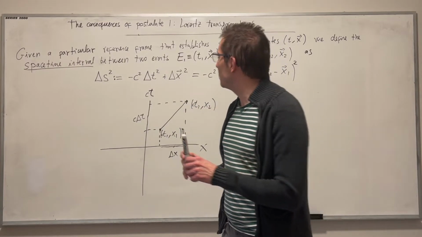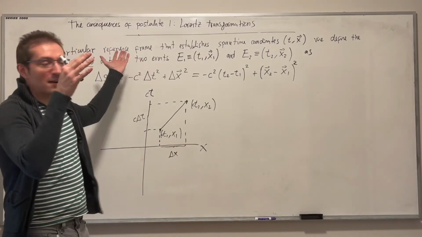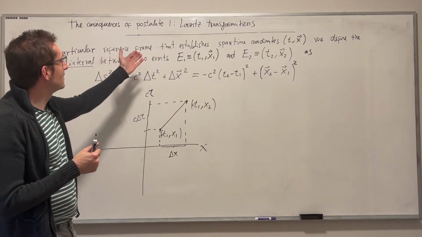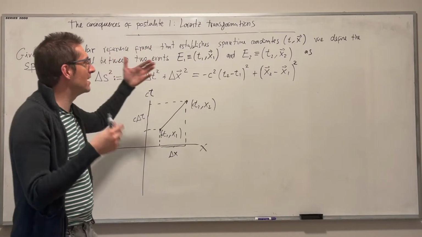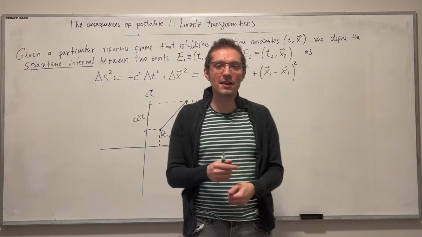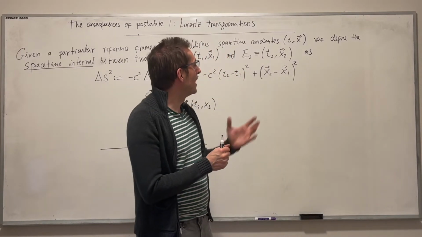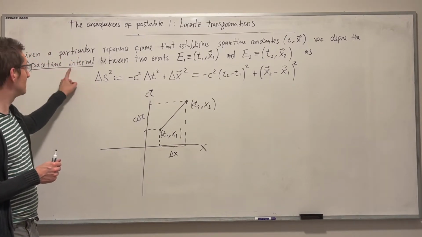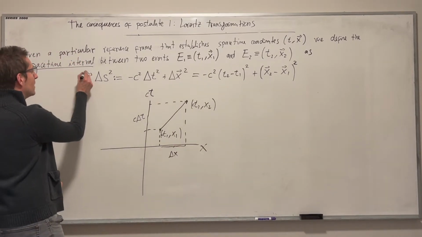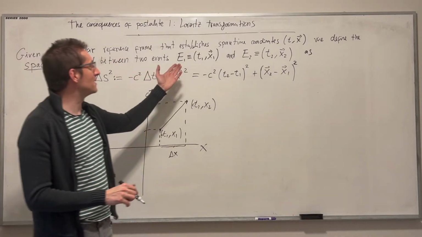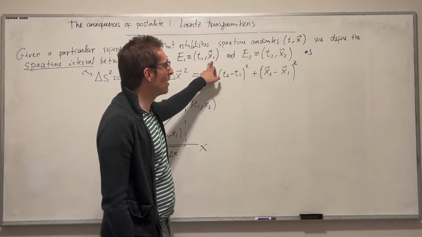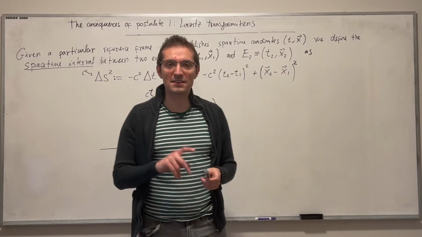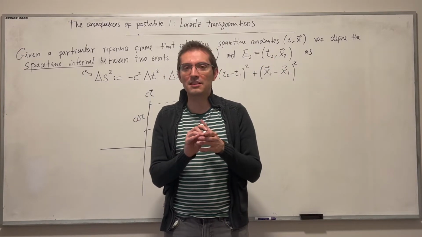All right, let me take an arbitrary reference frame, one particular reference frame, and that reference frame establishes coordinates t and x. So it gives me a time coordinate and a position coordinate. And then we define the space-time interval, delta s squared, between two events, two things that happen. At time t1, position x1, and another thing that happens at time t2, position x2. An event is something that happens at a given time at a given point.